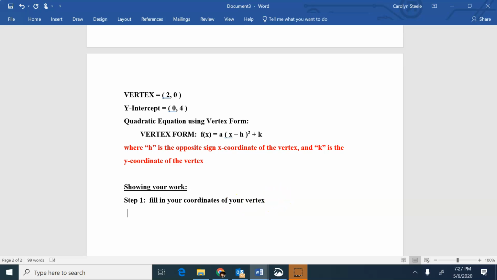And so I'm going to do that. And instead of using f of x, guys, I'm going to use y. So I'm going to say y equals. And I don't know what a is, so I'm going to keep a down there. And then I'm going to put in the parts that I know about my problem here. Now the h, like it says, the h is the opposite sign of the x coordinate in your vertex. So the x coordinate in my vertex is 2, and that's a positive 2. So inside my formula, I need a negative 2. Okay, so I'm going to put minus 2.